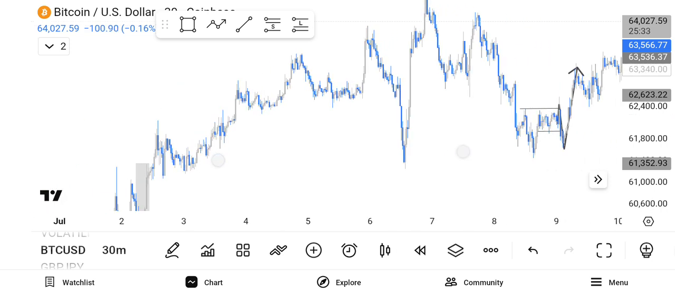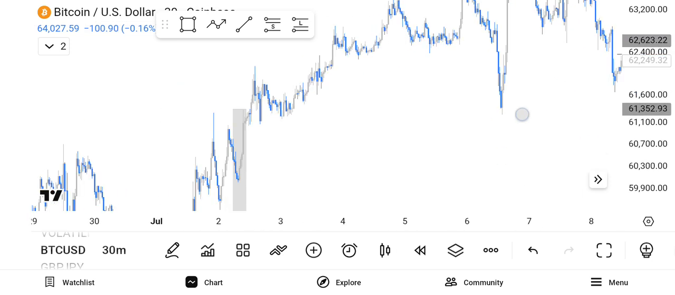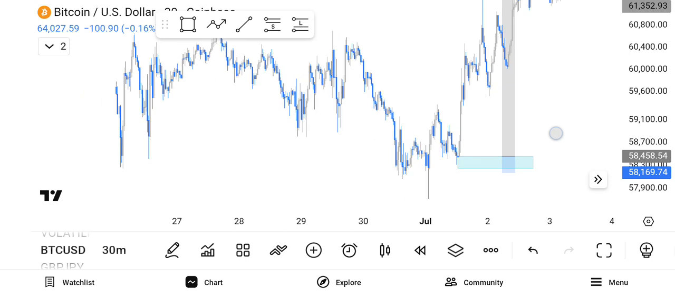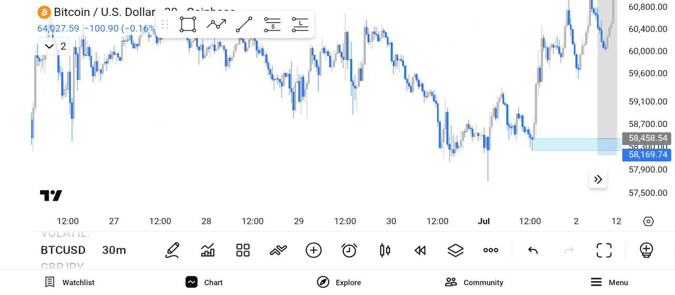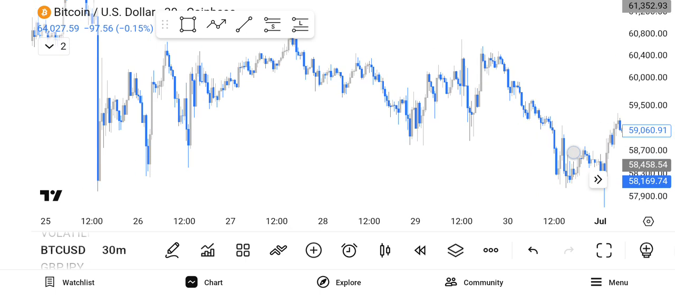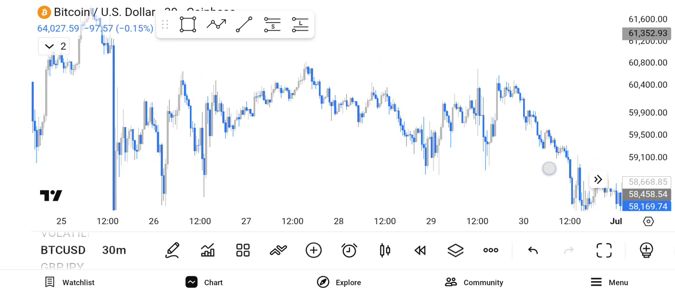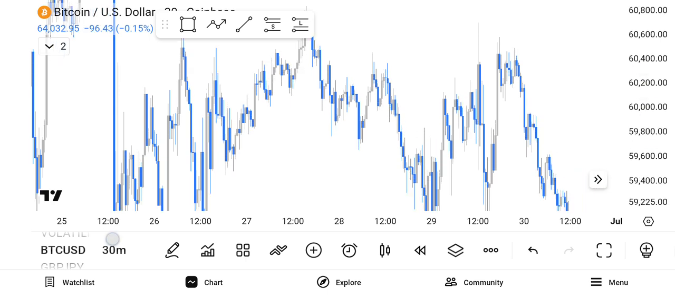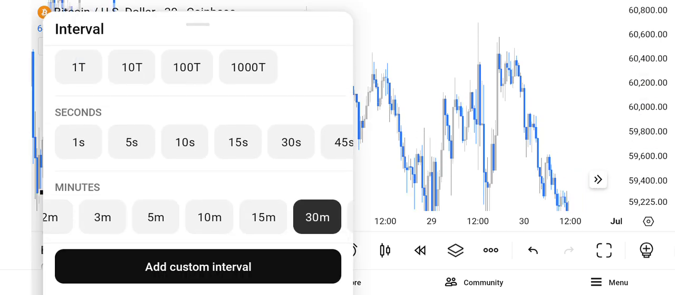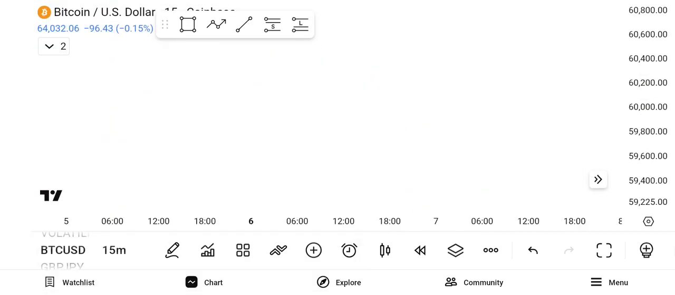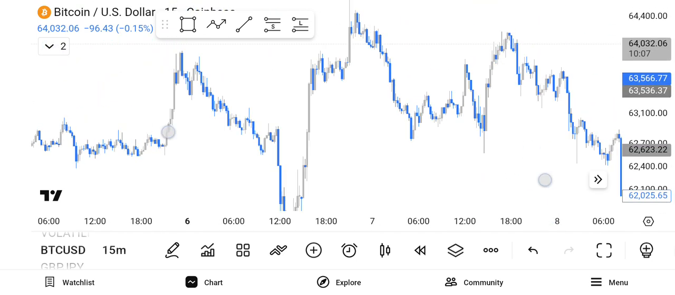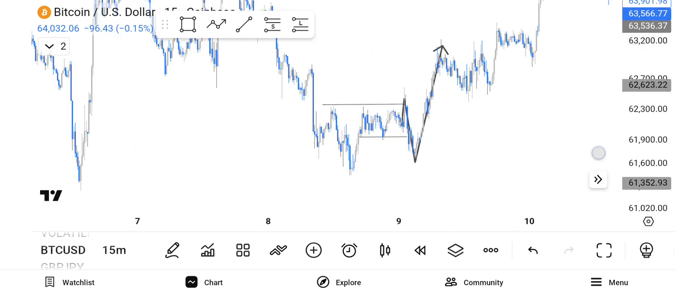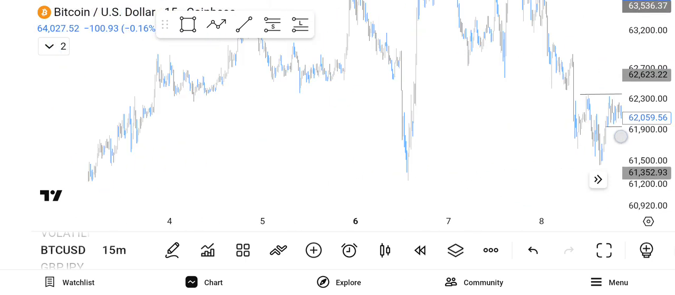Now there's another liquidity that's in the form of double bottoms and double tops. Let me see if I can find any around here. We have liquidity as double tops and double bottoms.